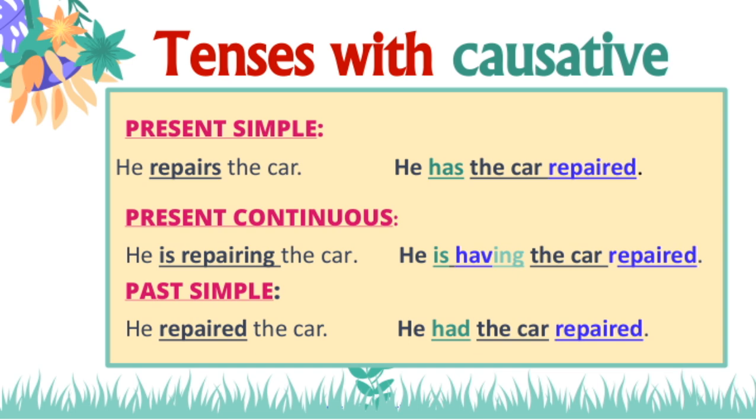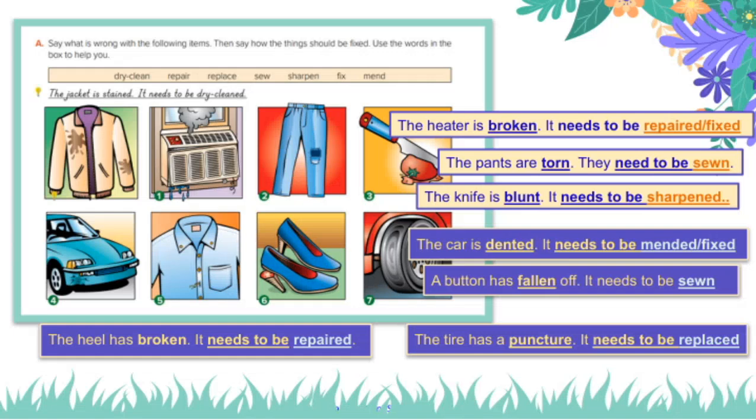Remember, the key is the structure. Have or has plus the past participle of the main verb. It's a versatile way to express causality across various tenses. So let's take a look at some common repair needs.